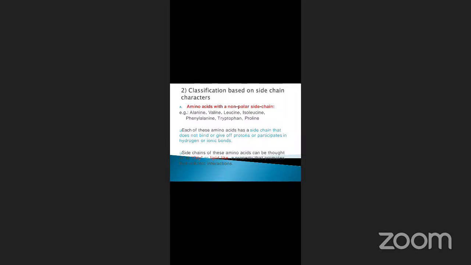So why can they not interact with water? Because they cannot give off protons and they cannot react with protons. Therefore they cannot participate in hydrogen bonds or ionic bonds. These side chains are thought to be oily because they are not water soluble. Hence, we call them oily or lipid-like amino acids, and they promote hydrophobic interactions rather than hydrophilic interactions.